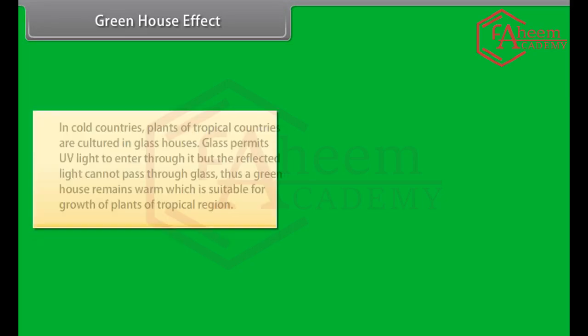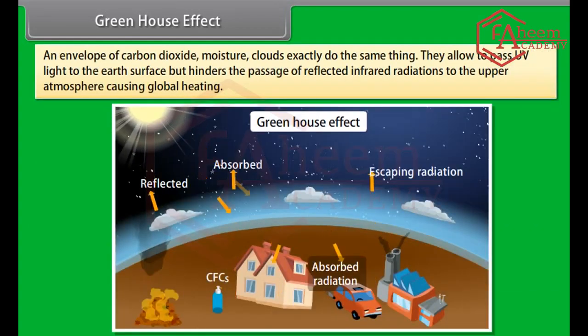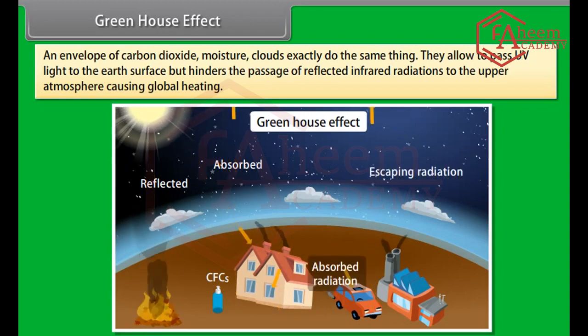Greenhouse effect. In cold countries, plants of tropical countries are cultured in glass houses. Glass permits UV light to enter through it, but the reflected light cannot pass through the glass. Thus, a greenhouse remains warm, which is suitable for the growth of plants of the tropical region. An envelope of carbon dioxide, moisture and clouds does exactly the same thing. They allow UV light to pass to the Earth's surface, but hinder the passage of reflected infrared radiation to the upper atmosphere, causing global heating.